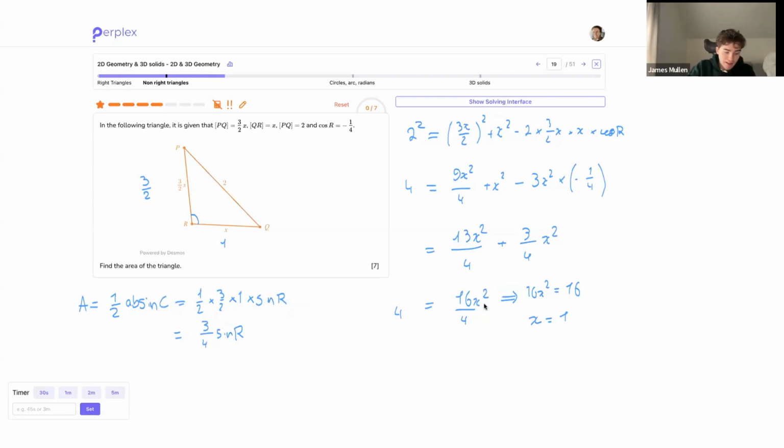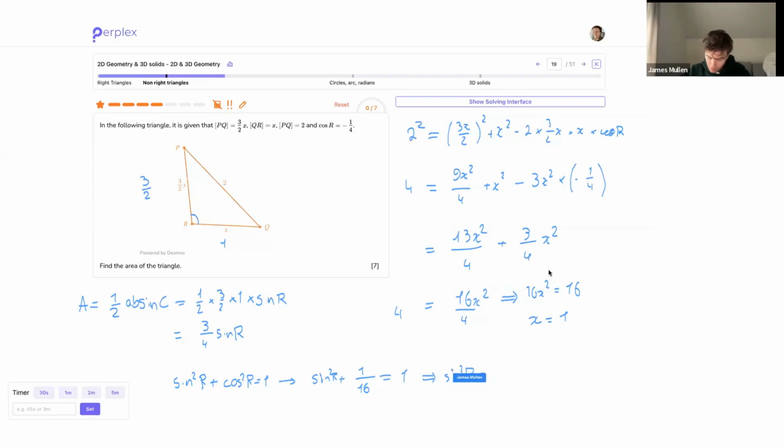Thankfully, though, I can actually find sine of r by using the fact that sin squared of r plus cos squared of r is equal to 1. We're going to talk more about this in the session on Friday about trig identities. But sin squared plus cos squared is equal to 1. And I can write that now using what I know about cos squared, that sin squared plus 1 over 16, because I square negative 1 over 4 and it just becomes 1 over 16, is equal to 1.